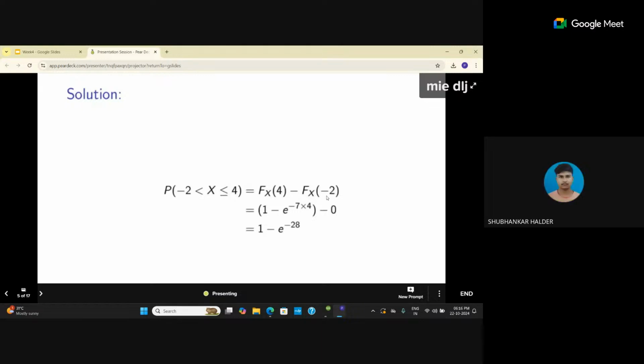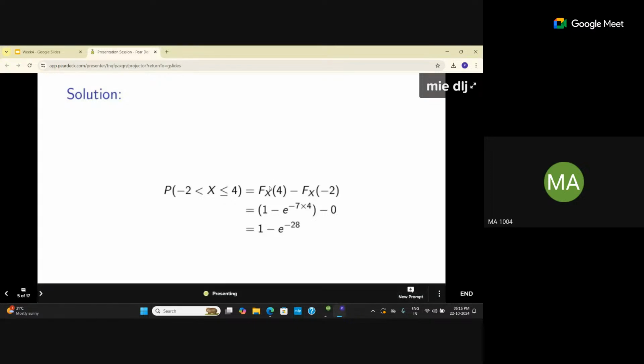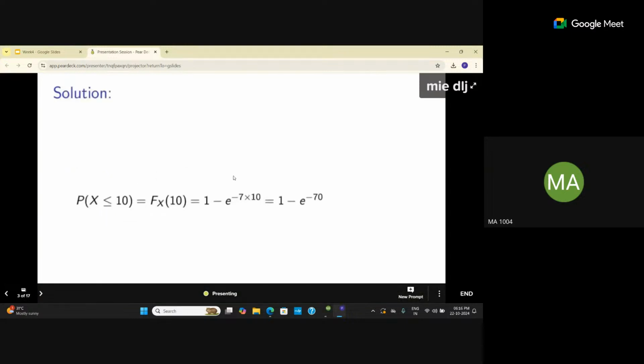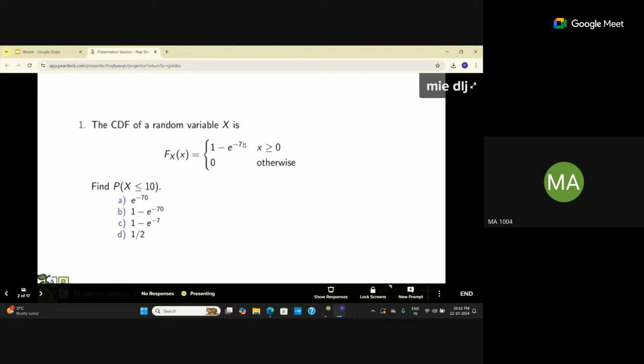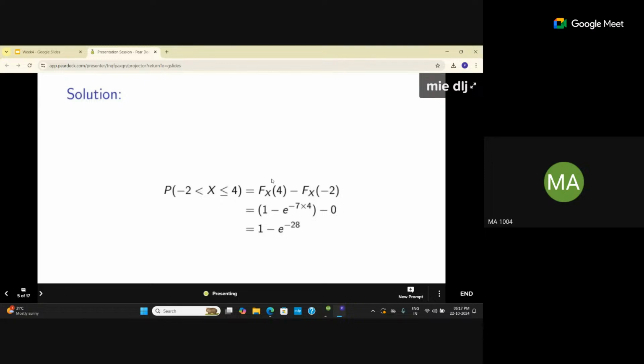Yes, ma'am. The first step is clear, how the first line is written. Okay, so for x at 4 means the CDF at point 4, which you can find by the previous method, right? The CDF is given to you. You just need to put the value of x, which is 4. So the CDF at point 4 will be 1 minus e to the power minus 7 into 4, right? Is this clear? Yes, ma'am.